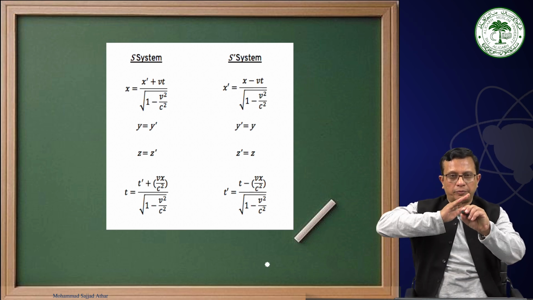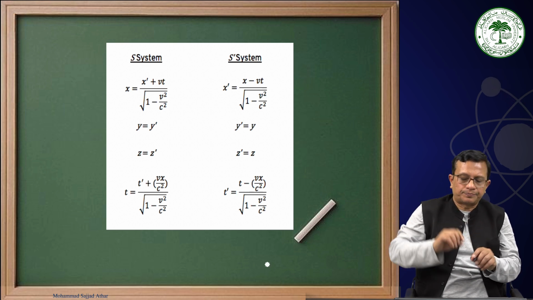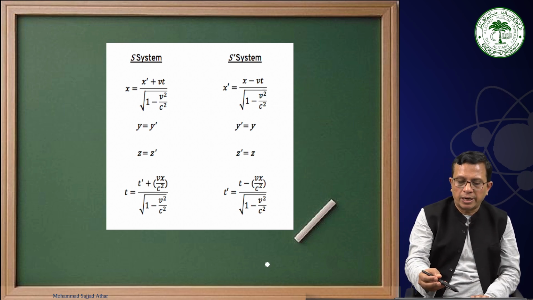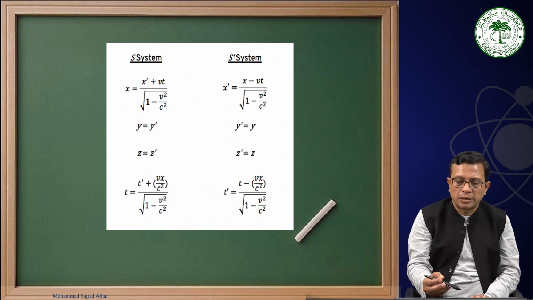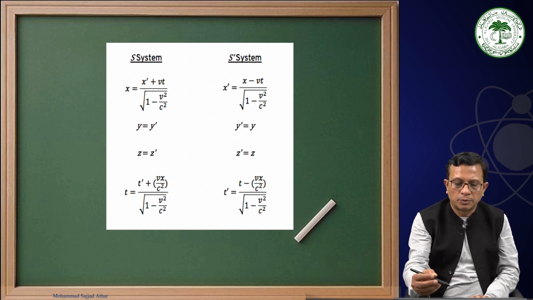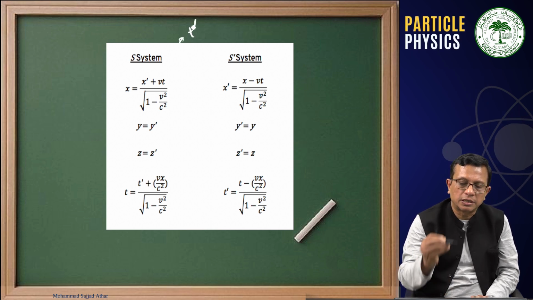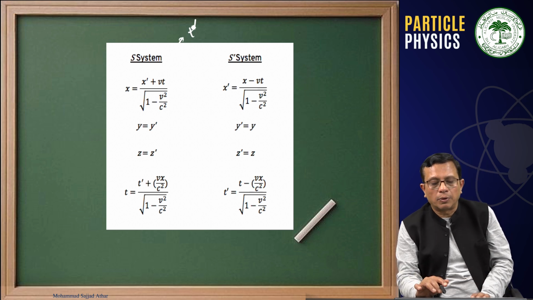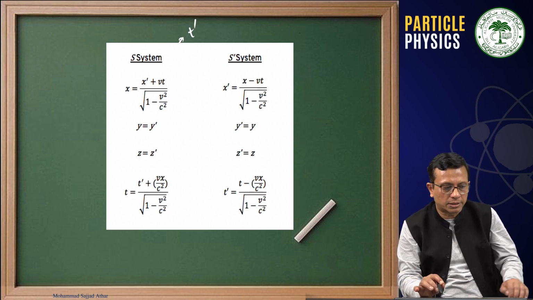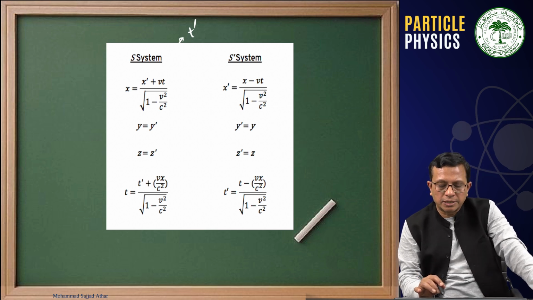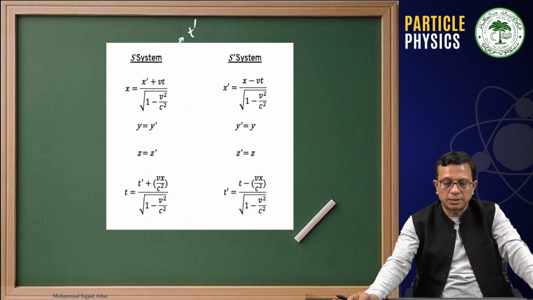If the frame is moving along the x direction, we have the relation between x prime and t prime. Similarly, t is t prime. Let me make a correction: x prime is (x minus vt) upon the square root of 1 minus v squared by c squared, and t prime is (t minus vx by c squared) upon the square root of 1 minus v squared by c squared.